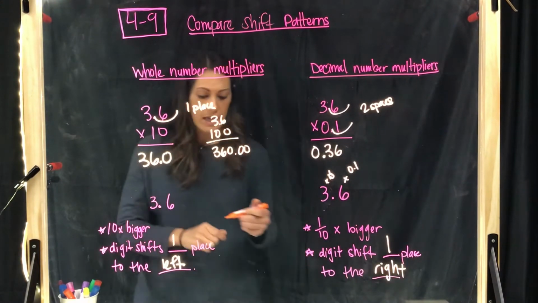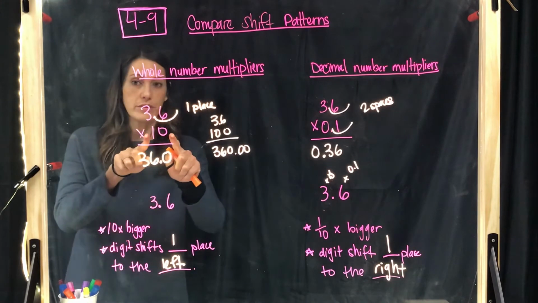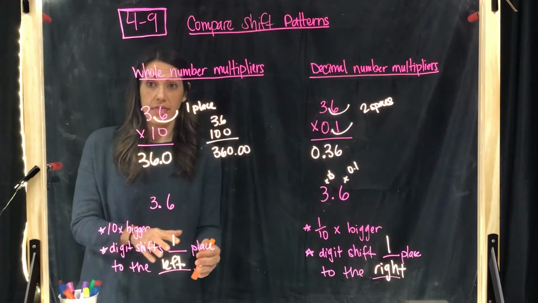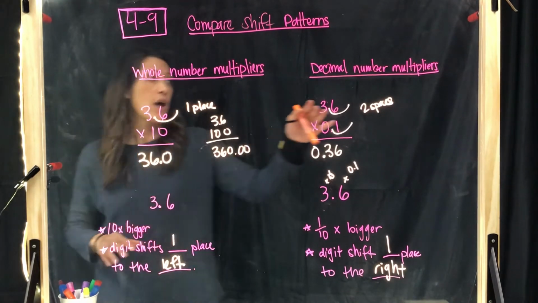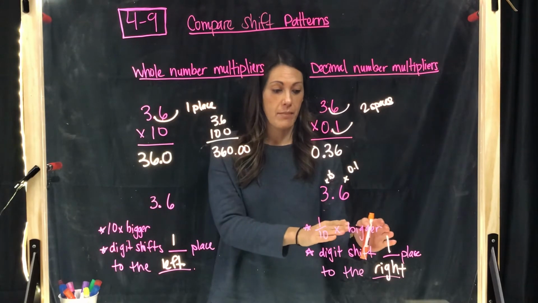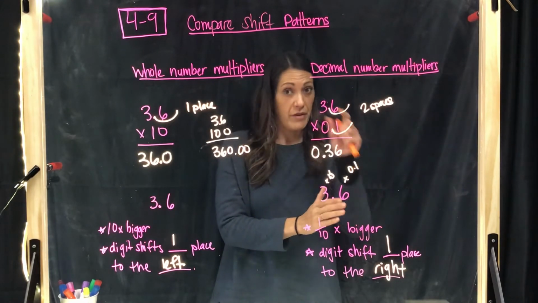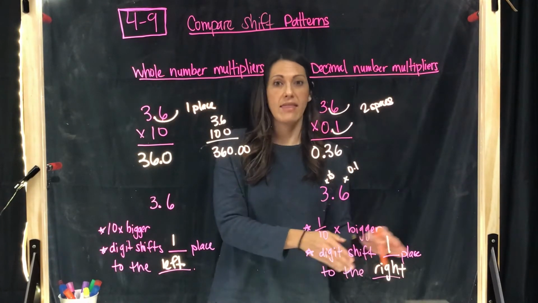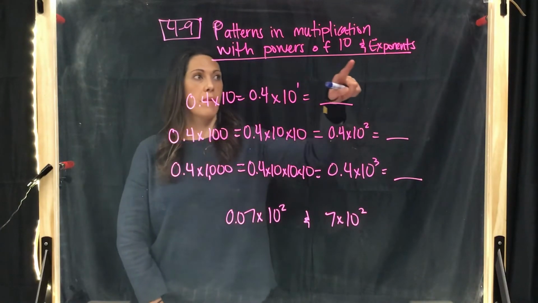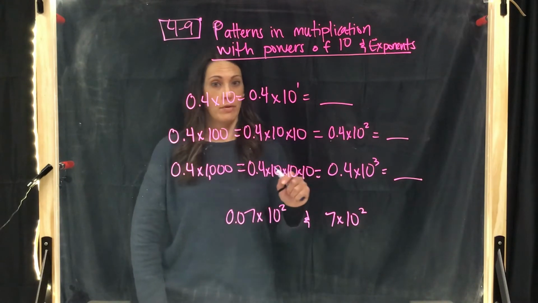So I want you to see that when you have whole numbers, your digits become greater and they move left. And when you have smaller decimals, your digits become a fraction as big as they used to be, and they move to the right. All right, now let's look at patterns in multiplication with powers of 10 and exponents.